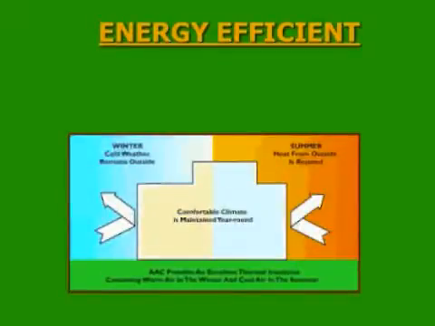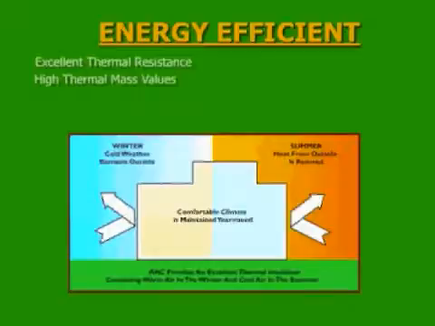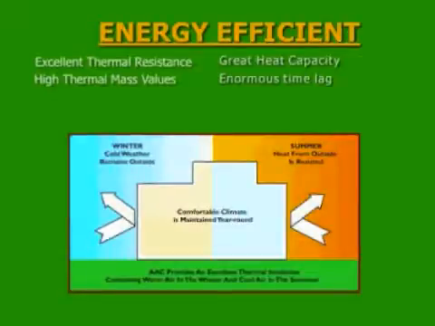So what we all like is keeping the cold air outside in the winter and keeping the hot air outside in the summer, and maintaining all year round a constant interior temperature. So how can we do it? First, with our excellent thermal resistance. AAC has a thermal resistance which is 10 times better than concrete. Secondly, with our high thermal mass values, also known as heat capacity.